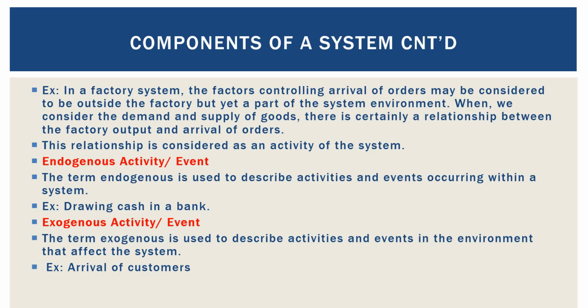Then we also have what we call an exogenous event. That is the opposite of an endogenous event. An exogenous event is used to describe activities and events in the environment that affect the system. A good example for the banking sector is the arrival of customers.